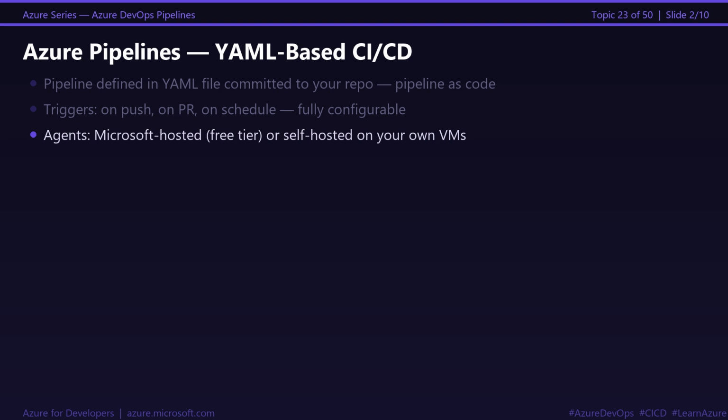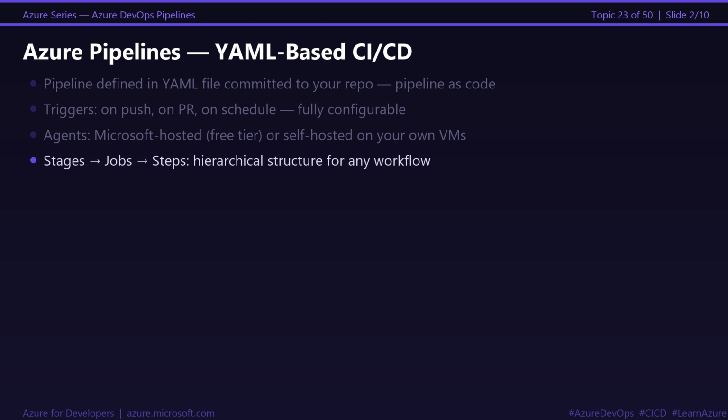The trigger section defines when it runs. Push to main. Pipeline runs. Pull request opened. Pipeline runs tests only. Every night at midnight? Scheduled run.